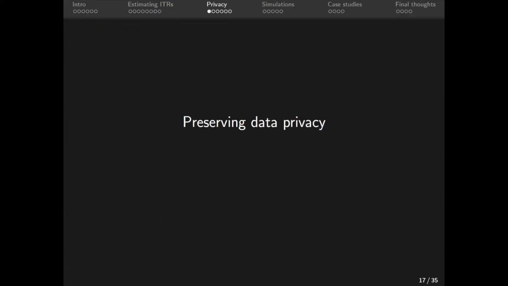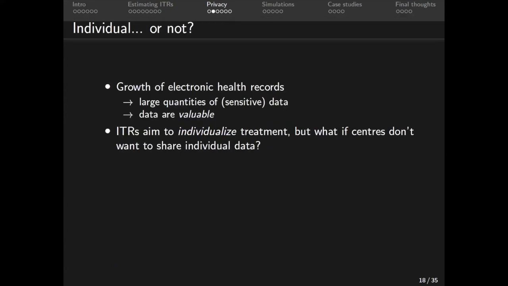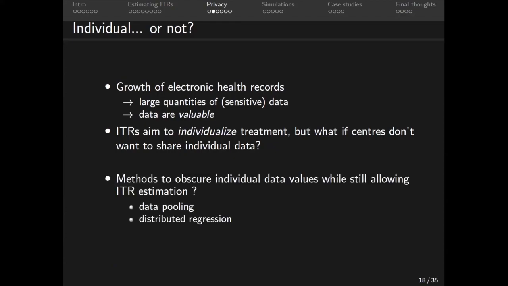All right, so how do I go about using this if I don't get the real data? I can't get my individual level data. Okay, I want to individualize treatment, but can I? So we looked into some options for obscuring individual level values while still allowing us to estimate these individual treatment rules. There are a lot of different methods that exist for privacy. One of the key ones that you might be aware of is just adding noise to your data, okay? Contaminating the data so that you don't actually see the real individual values.